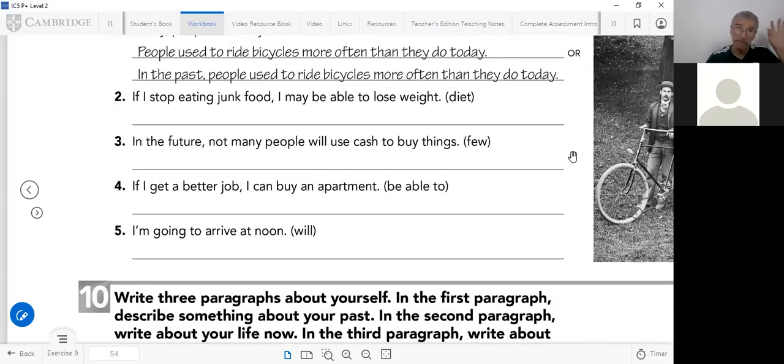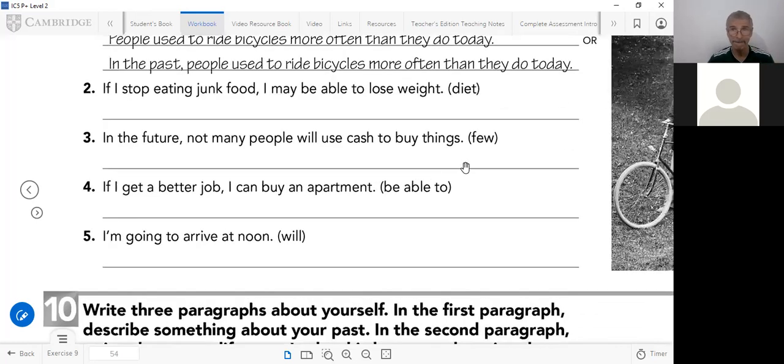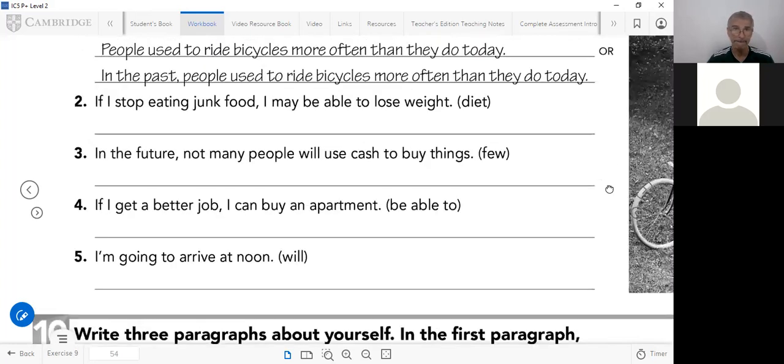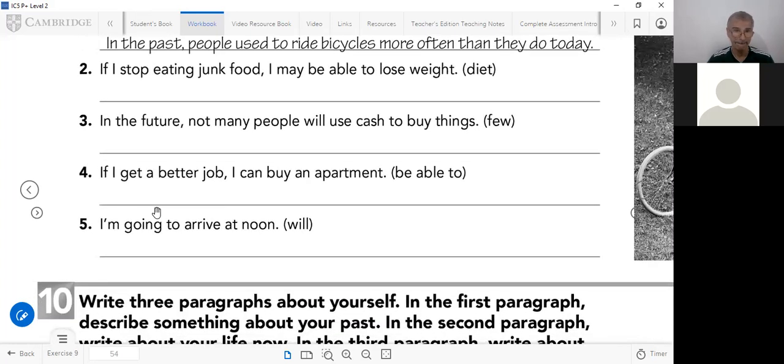But it depends on the country. It depends on the countries. Here, I think that people used to use bicycles to do exercise and not as a means of transportation.